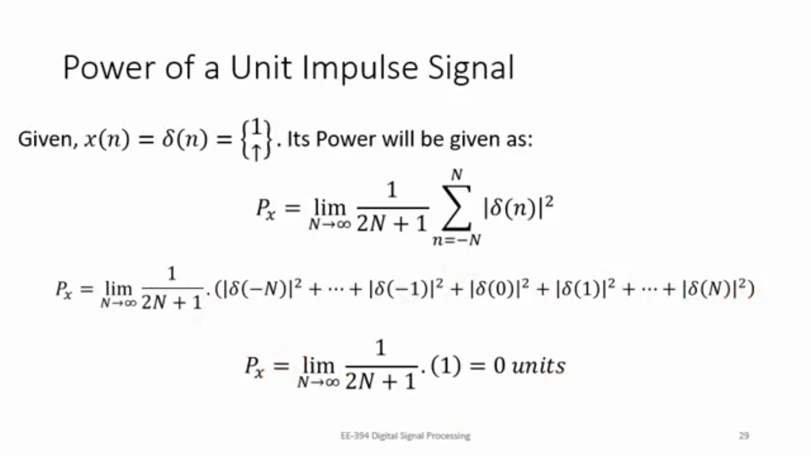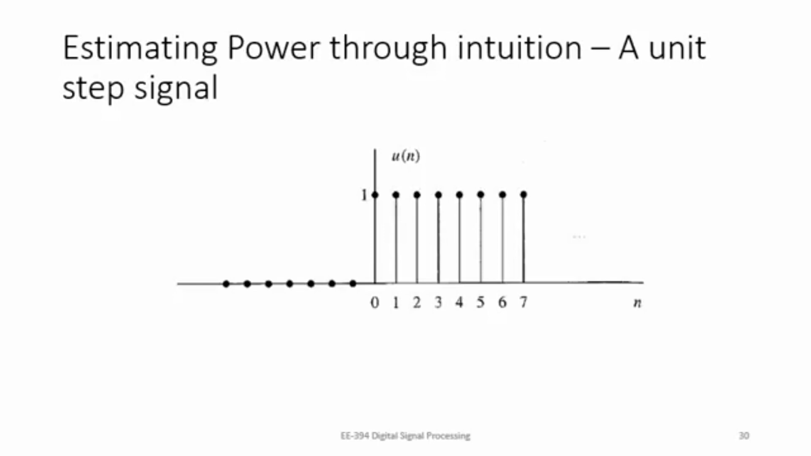Now let's look at the unit step example. Of course, we have seen that the energy is infinite. But now let's try to see the power. What will be the power? It is important to note that half of the samples towards the negative side of n are 0, and half of the samples towards the right side of the y-axis, or positive n, are 1.